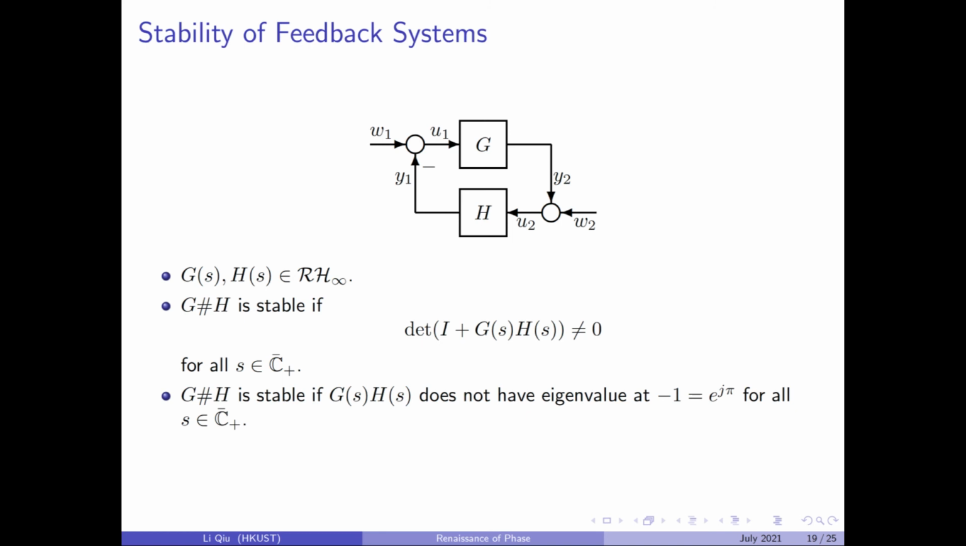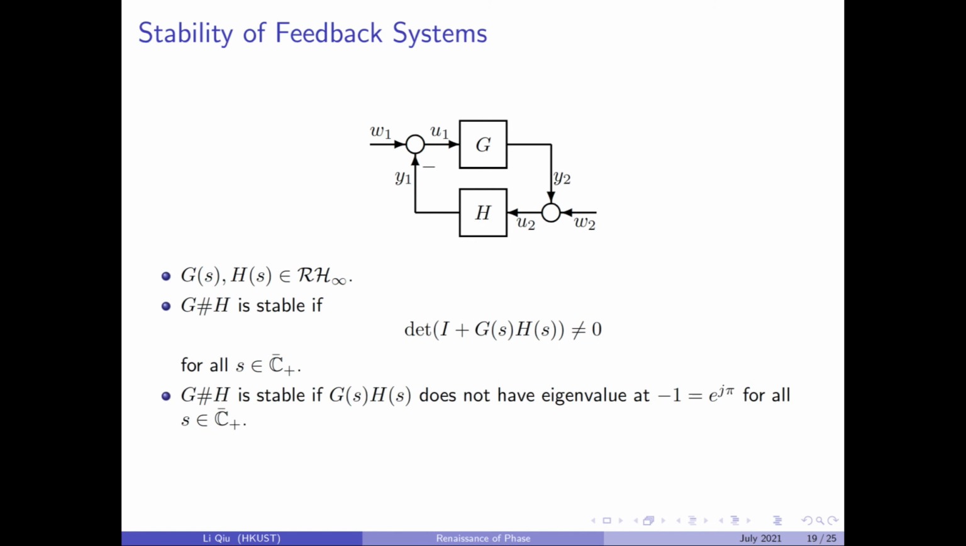Okay, now let's try to study system stability, closed loop system stability using phase. We have a feedback system with the two components, G and H. We want to see if this system is stable or not. It turns out that this system is stable if the determinant of this I plus GH is not equal to 0 for all s in the right-hand side of the complex plane.